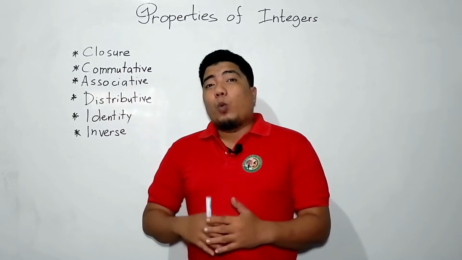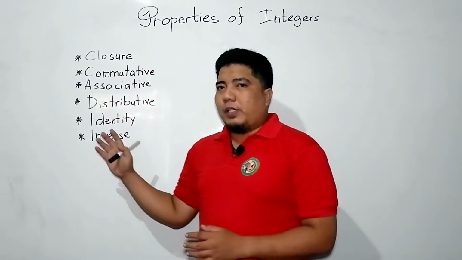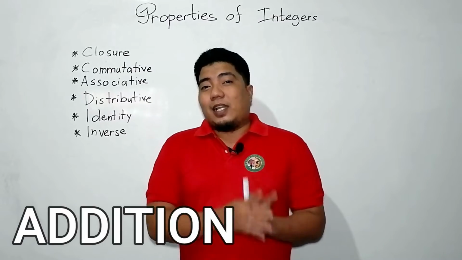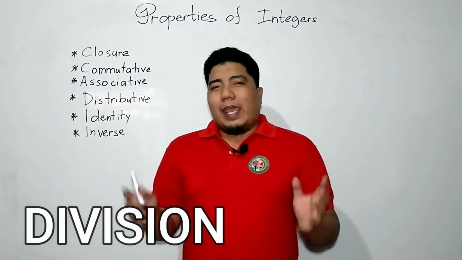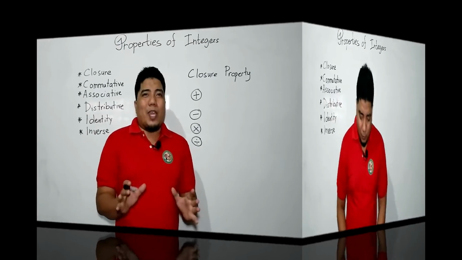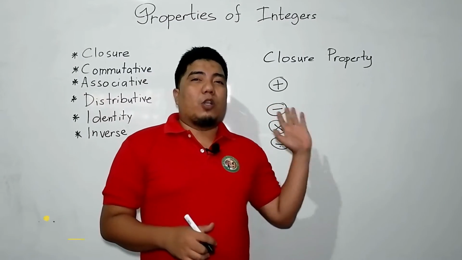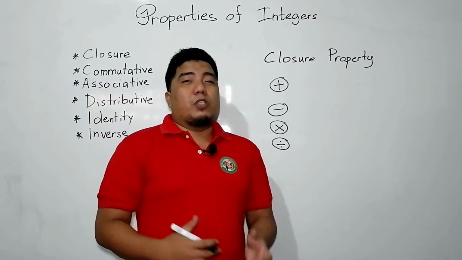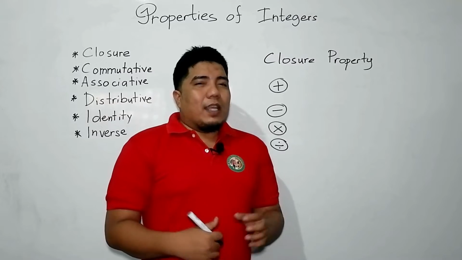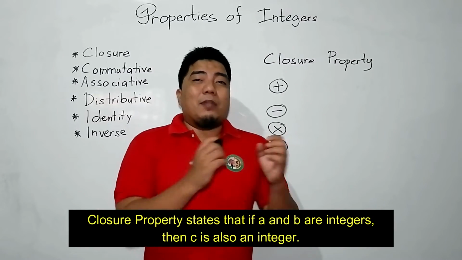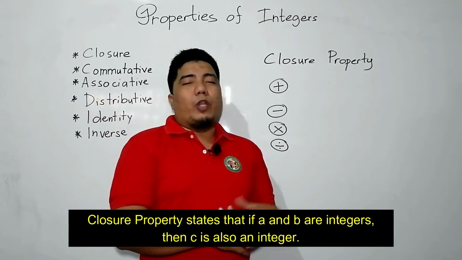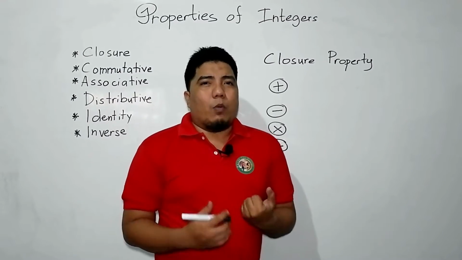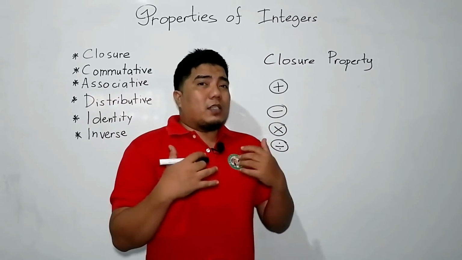Now, our topic will tackle whether these properties are applied in every operation, such as addition, subtraction, multiplication, and division. Okay, let's start. Okay, math learners, let's talk first about the closure property. According to the mathematicians and our textbooks, closure property states that if A and B are integers, then the result will also be an integer, meaning the C will become an integer. Now, let's apply whether these are true.